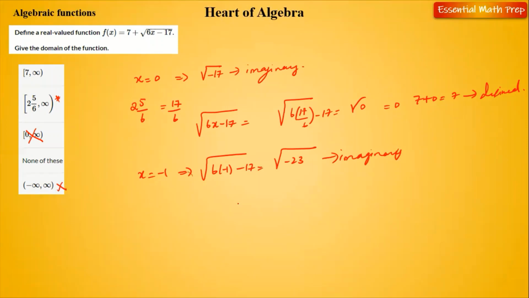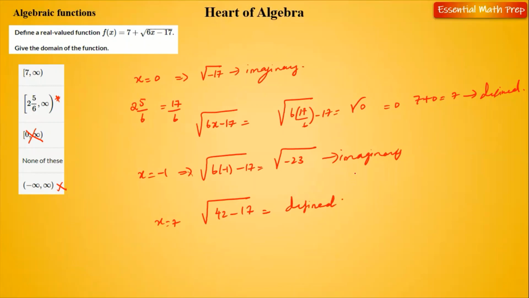What if you choose 7? If x equals 7, that is 42 minus 17. That will also result in a defined function, right?